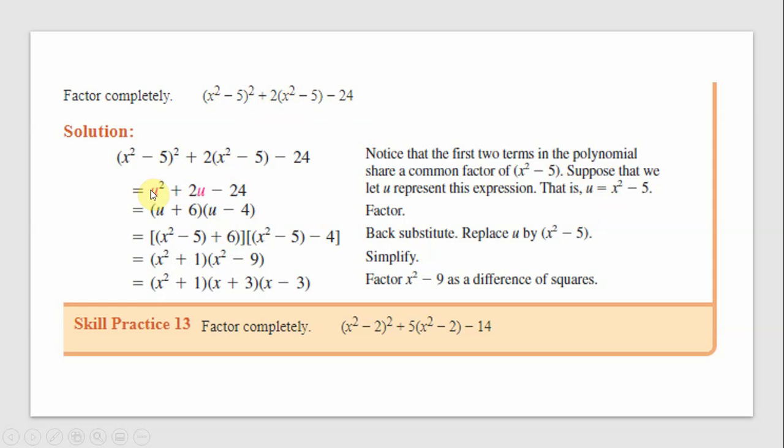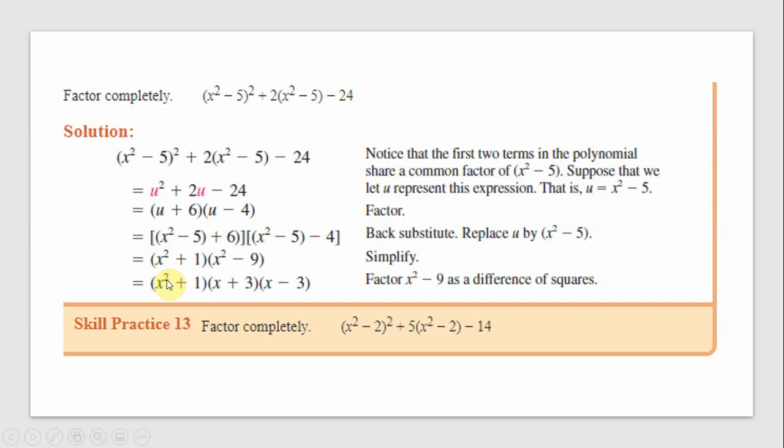This makes it easier to recognize that I can factor these things. Two factors of 24 whose difference, because of that negative, gives me 2: that's the 6 and the 4. Same sign as the larger. And then I just go back and replace u with what it was, my x squared minus 5. It just helps me recognize this. But look what's happening here. When I simplify this, I get x squared plus 1 times x squared minus 9.